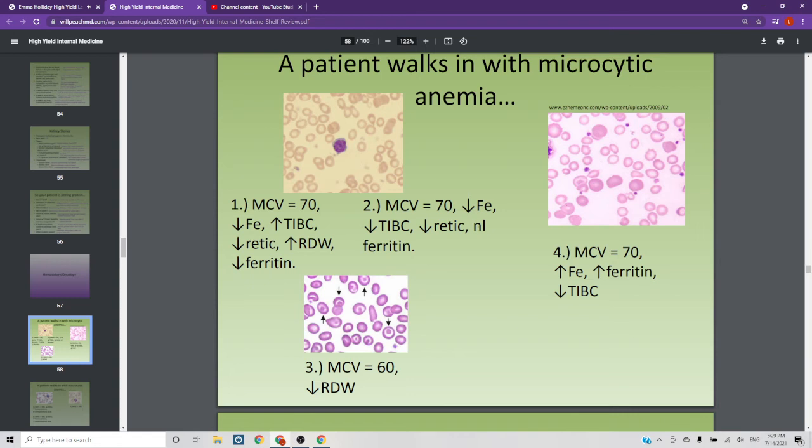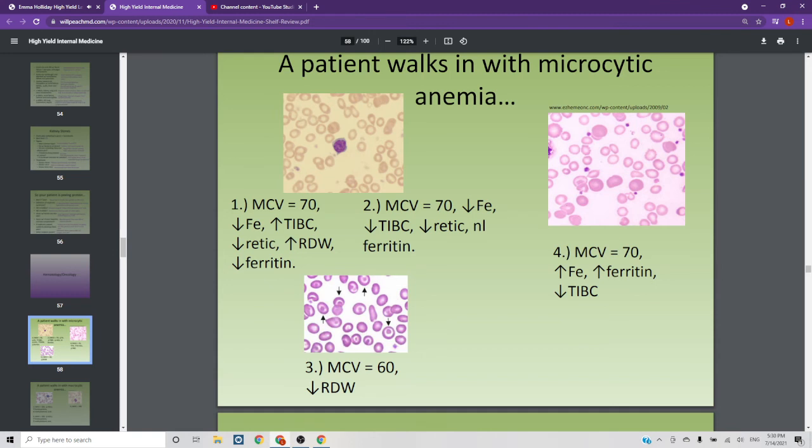For number 3, check out this smear, and the MCV is super low, 60. What? Thalassemia, absolutely. So thalassemia is characterized by a really low MCV, and what is the significance of the low RDW? Yeah, there's little variation, right? If it's a genetic defect, all the red blood cells are going to be affected by the thalassemia. Whereas in another cause, there might be more retics, so there's going to be greater variation in the size of the red blood cells.